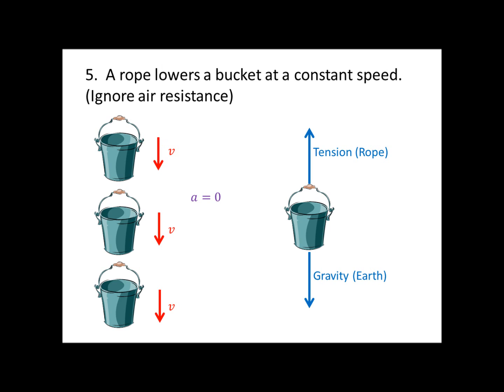Now, next question, a rope lowers a bucket at a constant speed. It doesn't look any different. Again, the velocities are all the same. The bucket is moving down at a constant velocity. The acceleration is the same. It's the same two forces, and again, they add up to a big old fat zero. Whenever you've got constant speed or constant velocity, your net force is zero.